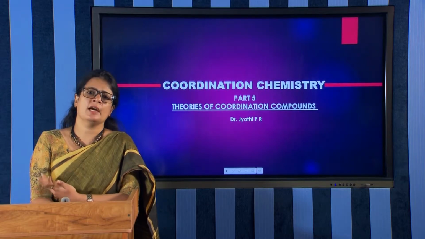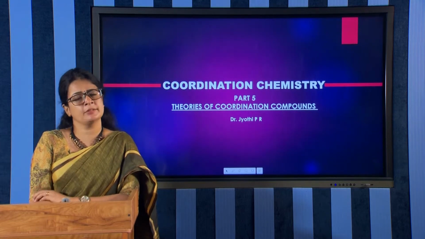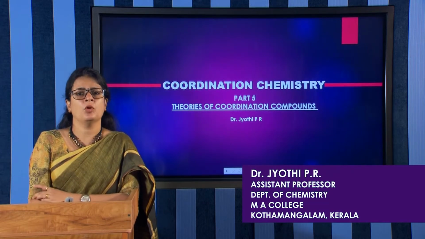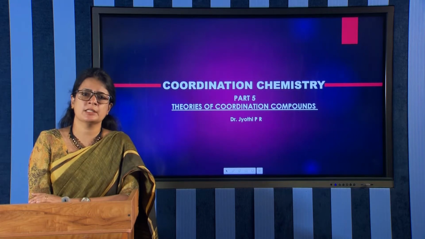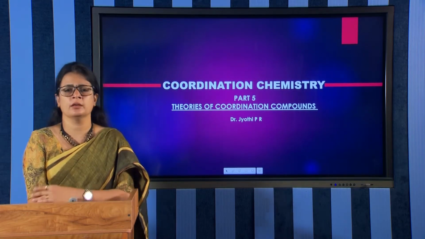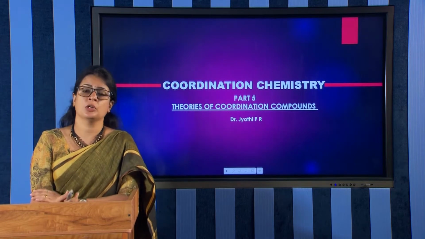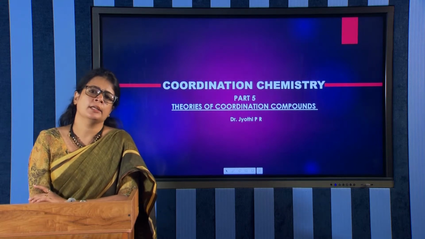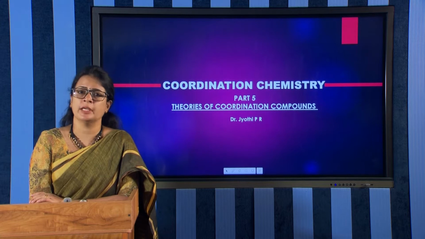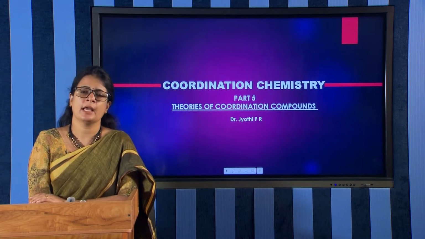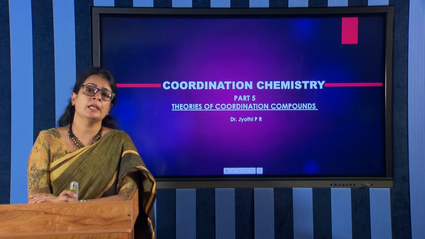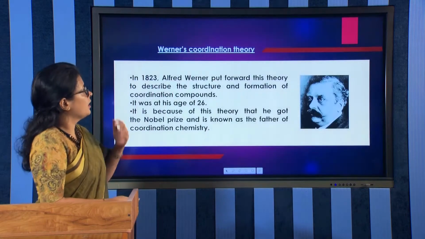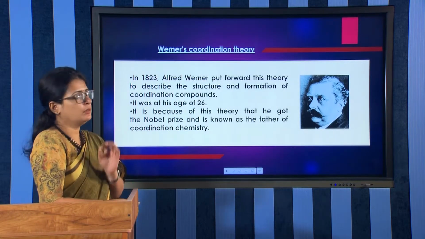In the previous classes, especially in the introductory part, we discussed how coordination compounds were studied, what preliminary studies were done, and which scientists contributed to coordination chemistry. I have already told that it was Alfred Werner who is a pioneer in this field. He studied different complexes, and so his theory is the primary theory in coordination compounds. We can discuss it as Werner's coordination theory, that is the first theory.